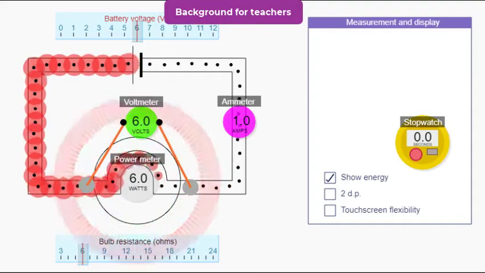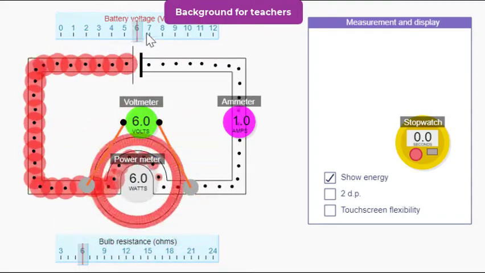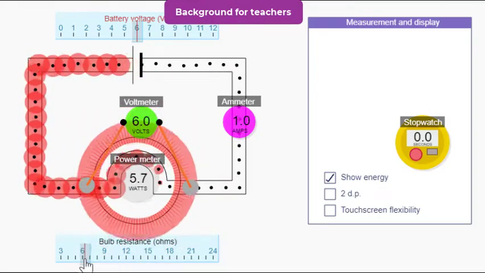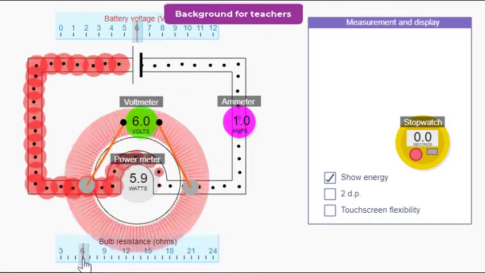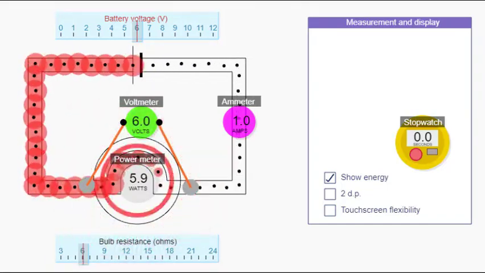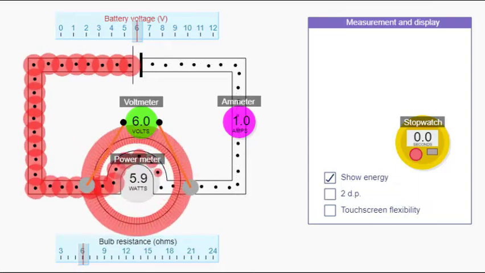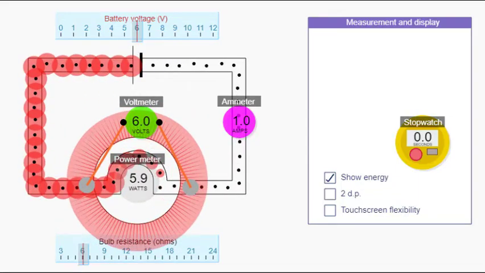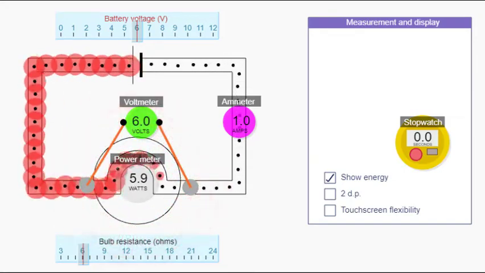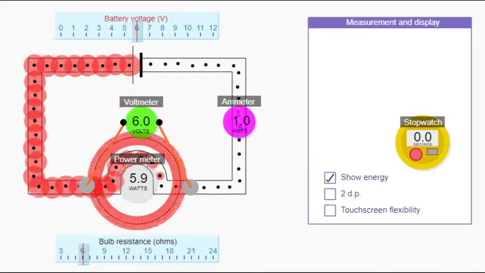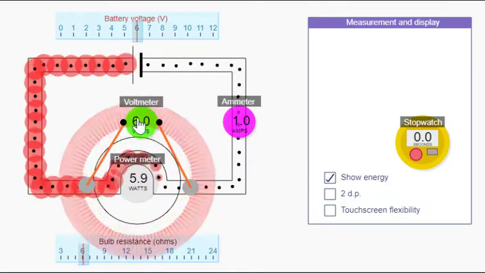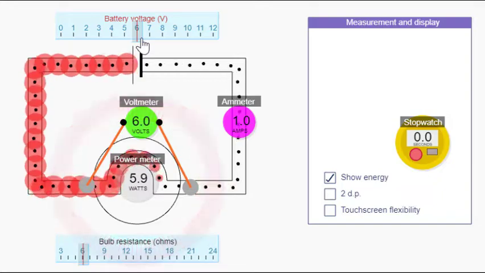What about keeping the battery voltage constant and changing the resistance of the bulb? This is what happens at home. The mains voltage is constant and we use bulbs of different power ratings. The bulbs have different power ratings because their resistances are different. I'm going to double the resistance of the bulb from 6 ohms to 12 ohms and keep the battery voltage the same at 6 volts.